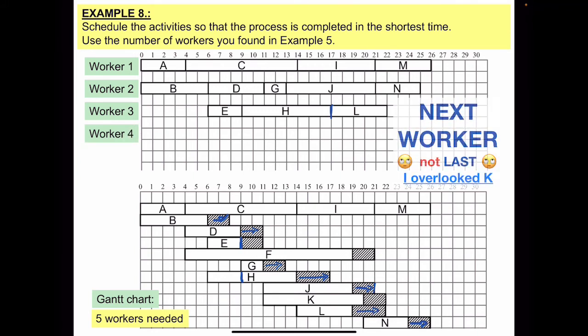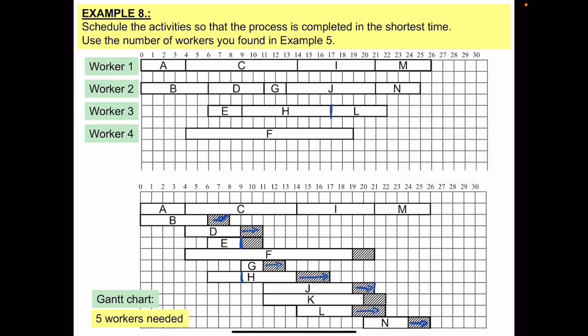And then the last worker, there is one more activity that has not been completed yet, and that's the F activity. So F is done now also, but there is one more activity that is K, and I cannot move it any way that worker 4 could complete it, so I need another worker for that. And that's worker number 5, which will complete the activity K.